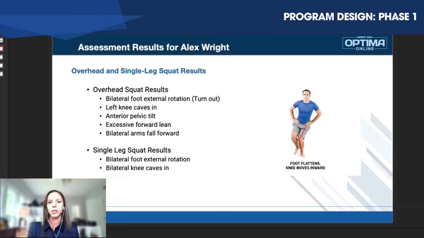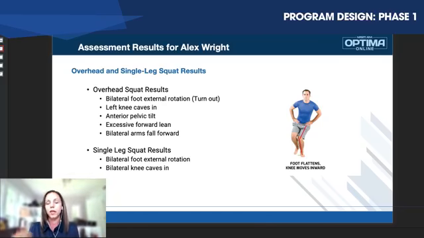So with this particular individual, his overhead squat results: he had bilateral foot external rotation, so both feet turned out. His left knee only caved in. He did have an anterior pelvic tilt, or a slight arch in the low back, and an excessive forward lean, so he was leaning forward. And then his arms fell forward.